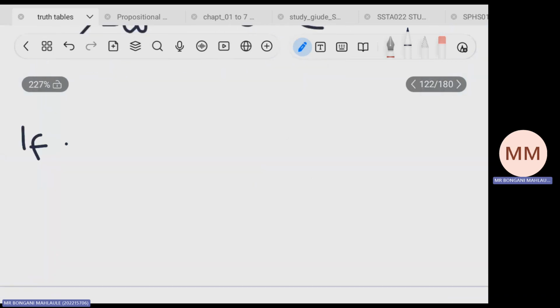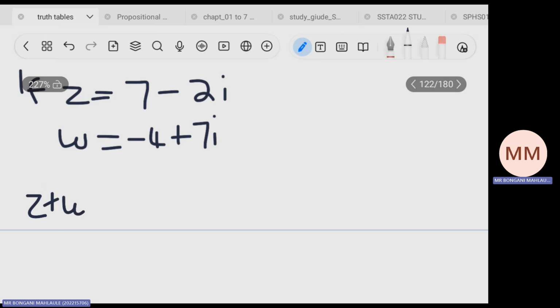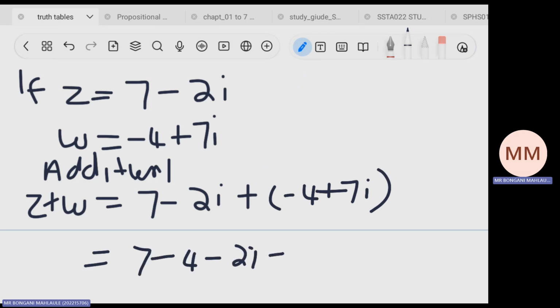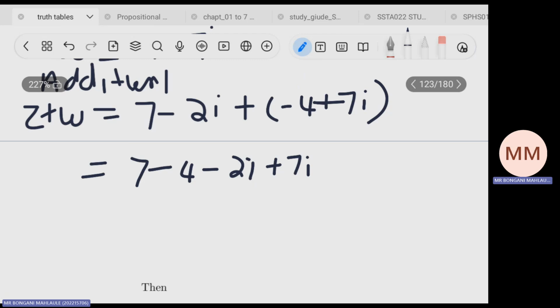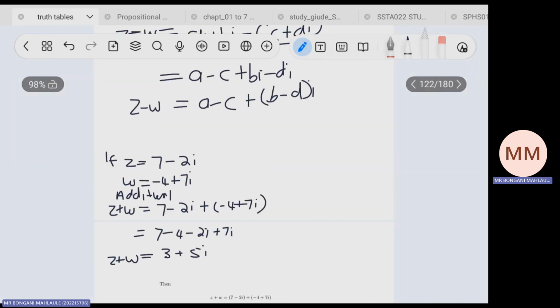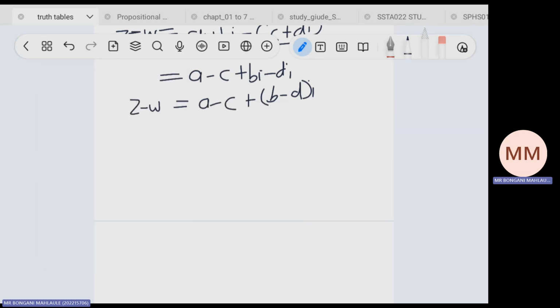And given if z is equal to 7 minus 2i and w is -4 plus 7i, z plus w would be 7 minus 2i. If I'm performing the addition, this will be like this. Then you'll just get 3 plus 5i. Then we can also, let's take this somewhere, and also perform the subtraction again.